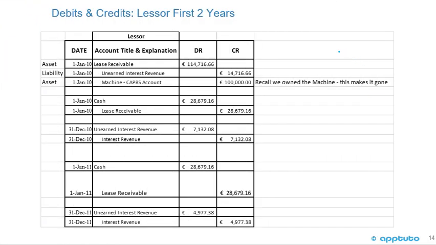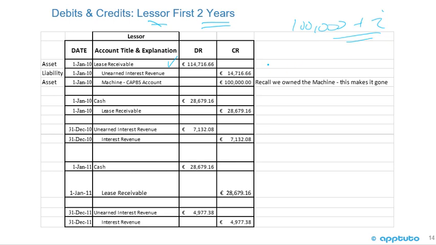Okay, this slide is a bit of a nice to know, not a need to know. These debits and credits are not in the CFA text. And now we're looking at the debits and credits for the lessor for the first 2 years, okay? So we know that the lease receivable is going to be $114,716.66. That's the $100,000 for the equipment plus the interest. We saw that from the table before, okay?